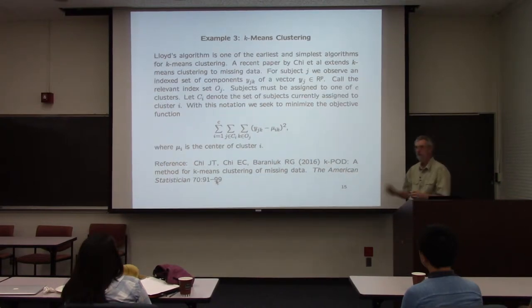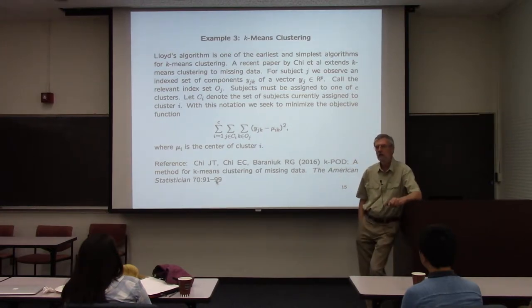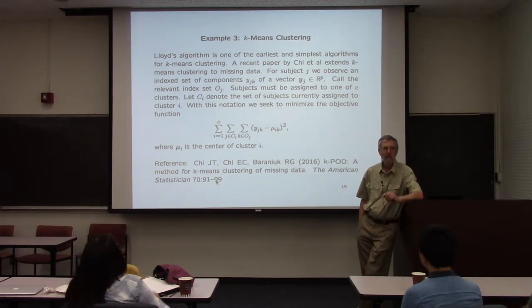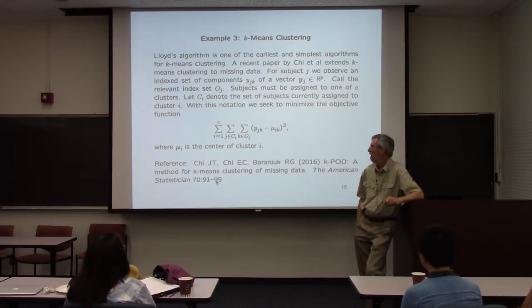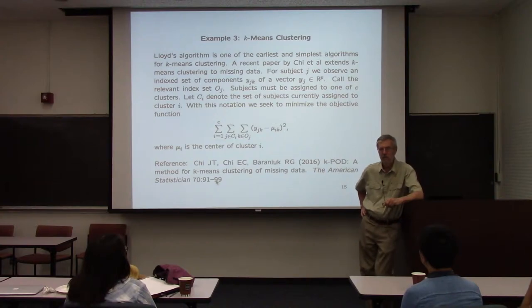Okay. Let's go on to a somewhat more useful example. Many of you probably have looked at clustering problems. And there are various classical algorithms for clustering. The most common one possibly is k-means clustering. K-means clustering is often done by an algorithm known as Lloyd's algorithm. You may not actually know the name, but he's the guy that first thought of it.